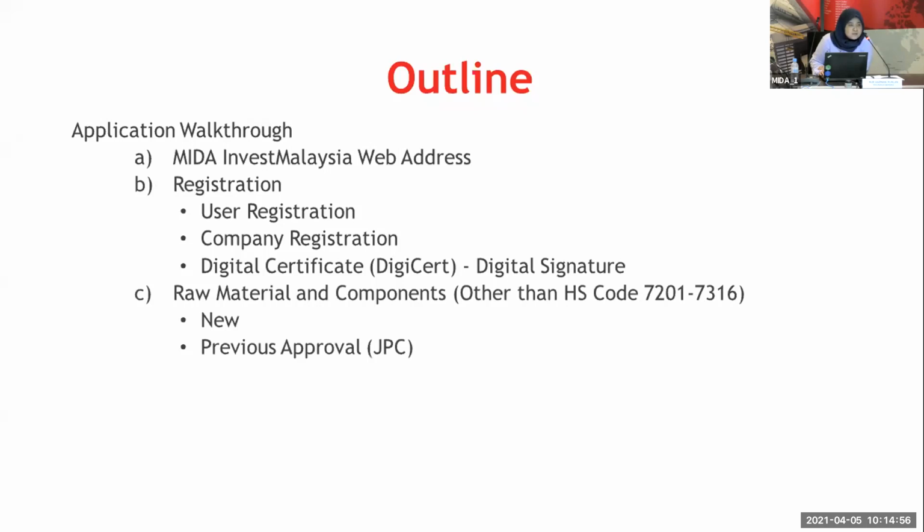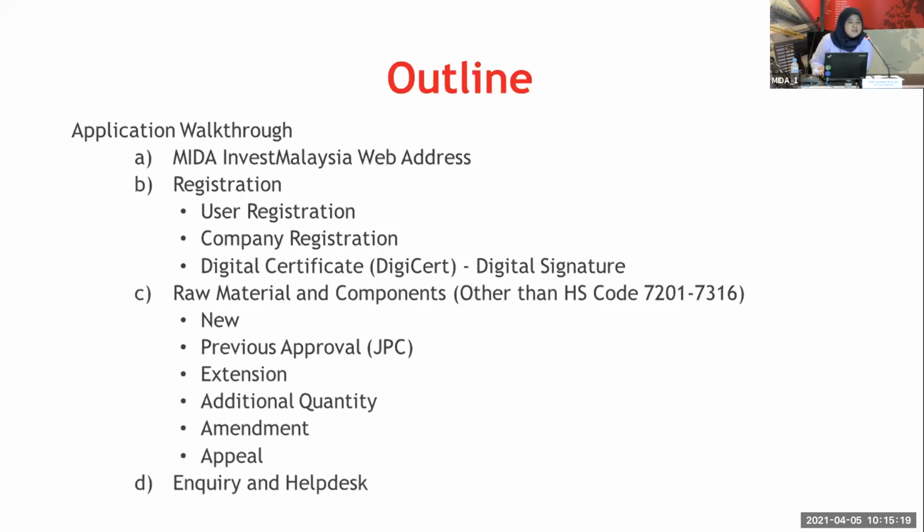So we have different types of application. We have new, and then we have the previous approval. This one is related to the previous approved exemption given prior to the Invest Malaysia implementation. And then we have extension application, we have additional quantity application, the amendment application, and lastly the appeal application.